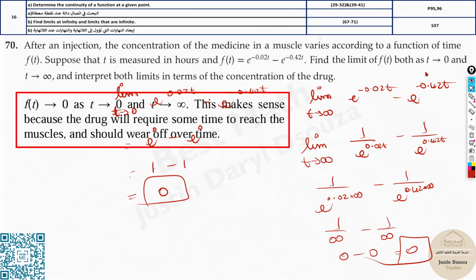And also, if you're taking t as infinity, it's going to be a long time. Obviously, the drug's effects will be gone. But if you have a certain value, say over here t is 1 hour or something, then you will have some value. But not in this case, because we are doing the limit at 0 and infinity. Obviously, the muscles will not have enough time to reach, or it will be wearing off. The effects will be gone.